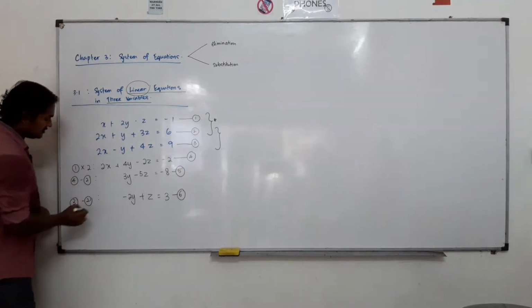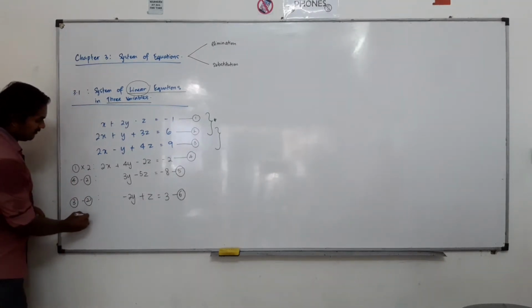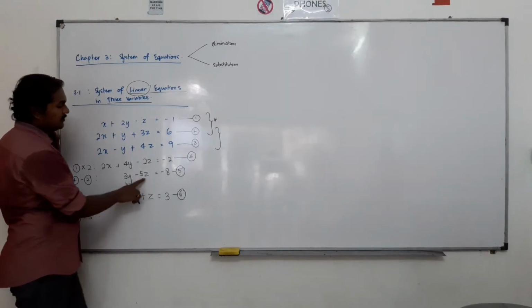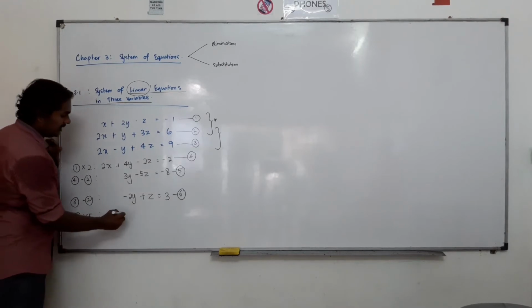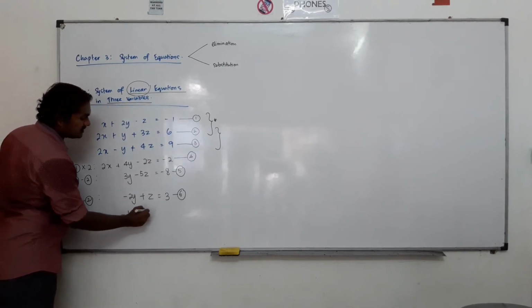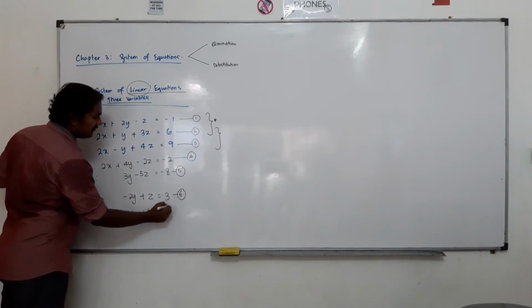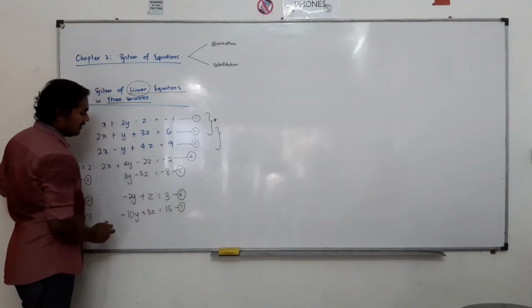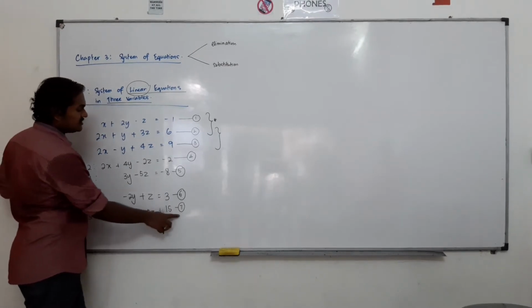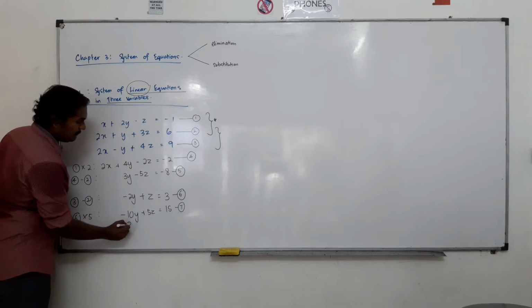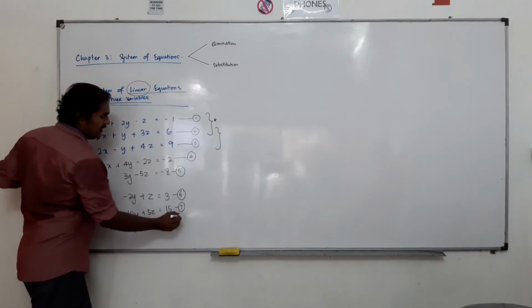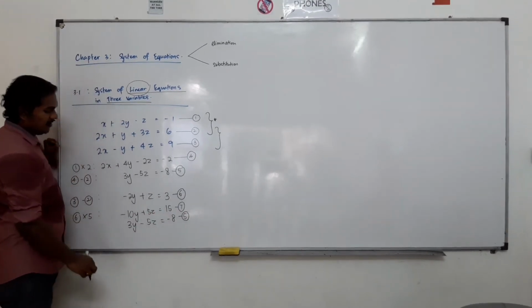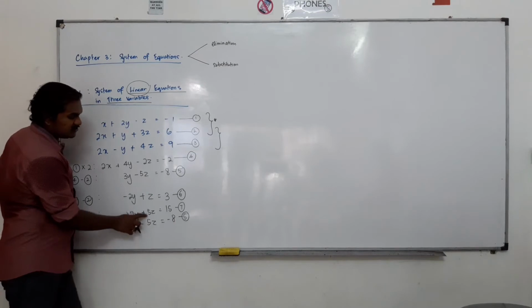So I will take equation number 6 and multiply it by 5 because I want to make my z equal. If I take equation number 6 and multiply by 5, I'll get negative 10y plus 5z equals 15. This is equation number 7. Now we take equation number 7 and equation 5 and compare. In equation 7 and equation 5, you can see the values of z are equal, but the sign of z is different.